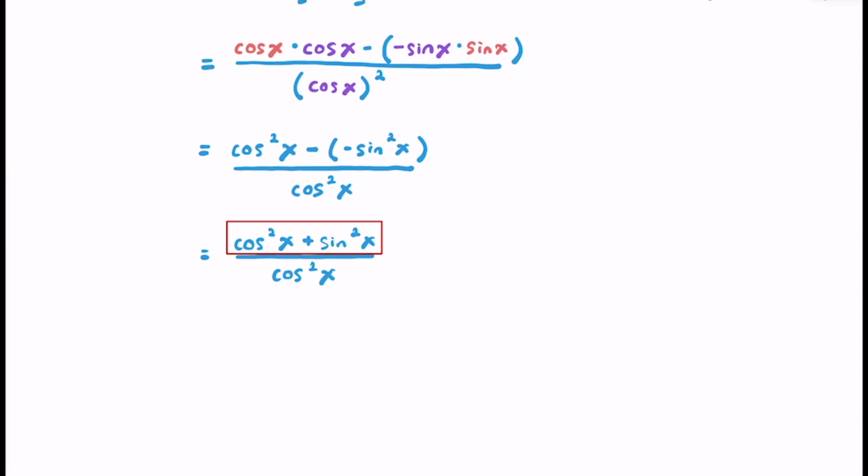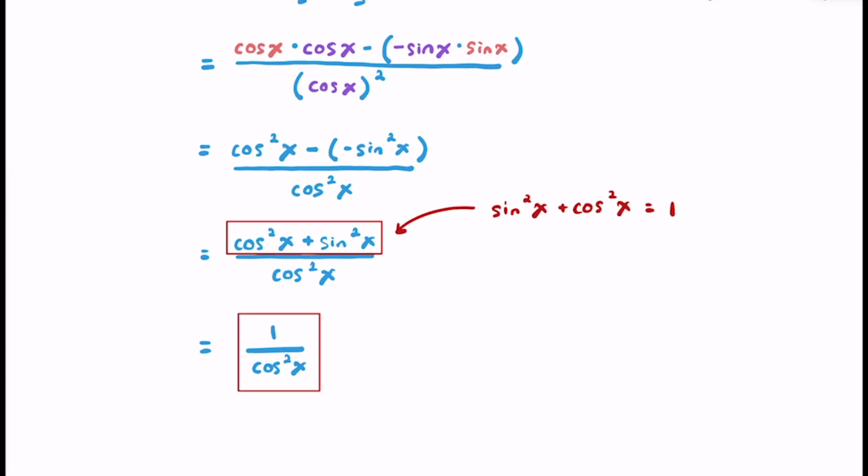Alright, at this point, you want to try to remember one of your trig identities: that sine squared of x plus cosine squared of x is equal to 1. Now, since sine squared of x plus cosine squared of x is the same thing as cosine squared of x plus sine squared of x, we can go ahead and swap out this cosine squared of x plus sine squared of x for this 1 here. Doing that, we can just rewrite the numerator as 1, and the denominator is going to stay as this cosine squared of x.